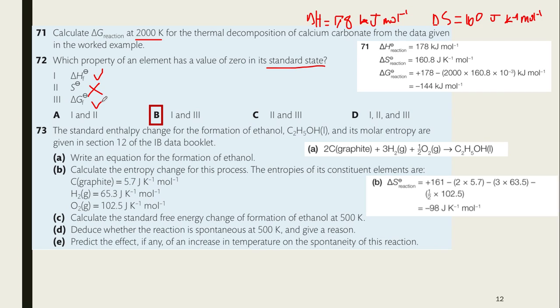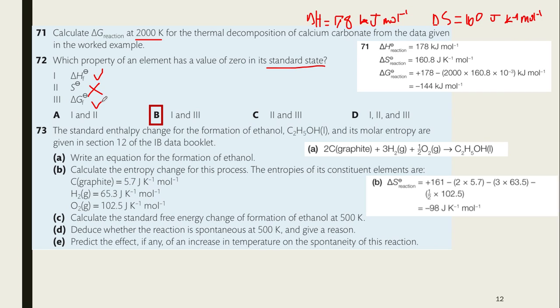In letter C, it's asking to calculate the standard free energy change of formation of ethanol at 500 Kelvin. Since it's asking for standard free energy change, we have to find delta G. And we need delta H, T and delta S. We're given the T, which is 500. We just calculated delta S as negative 98 joules per Kelvin per mole. We just need the delta H.